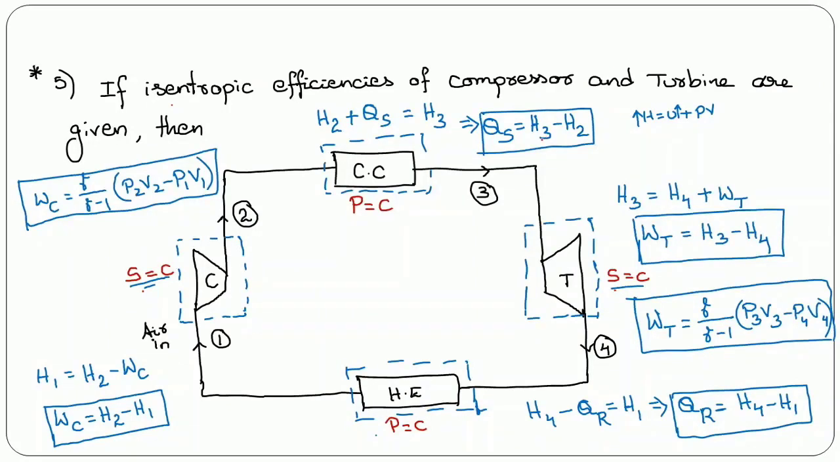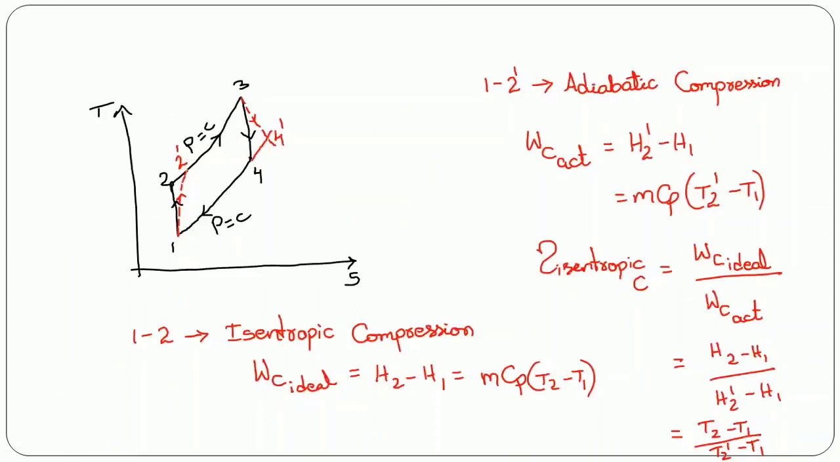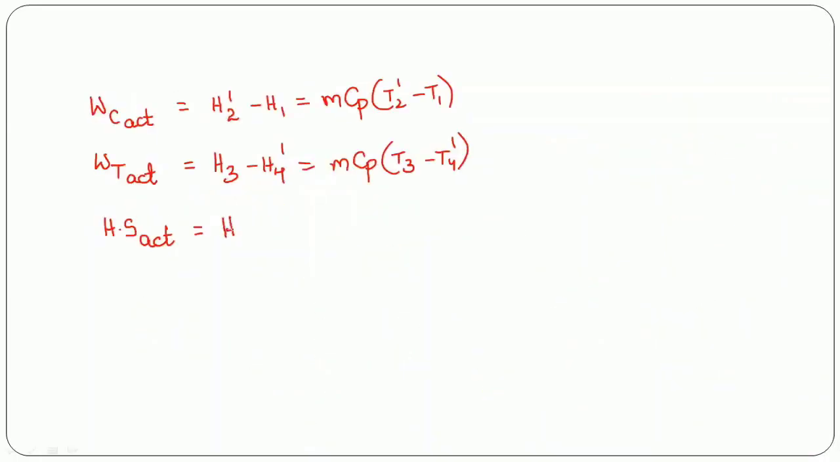See, heat supplied actual will be, try to understand here carefully, dear students. Ideally heat supplied is H3 minus H2, but if you observe the diagram, actual heat supplied is from 2 dash to 3 when isentropic efficiencies are given in the question. So 2 dash to 3 means we need to consider actual heat supplied as H3 minus H2 dash, or you should take this as mCp (T3 minus T2 dash).